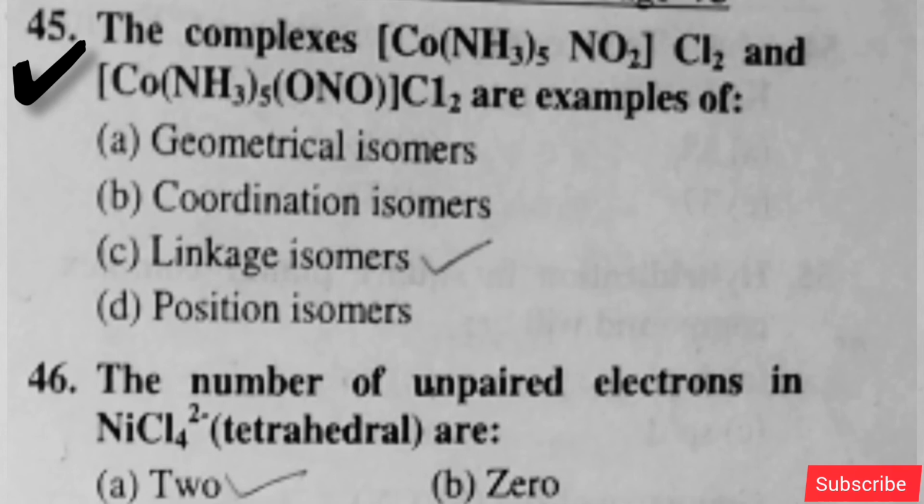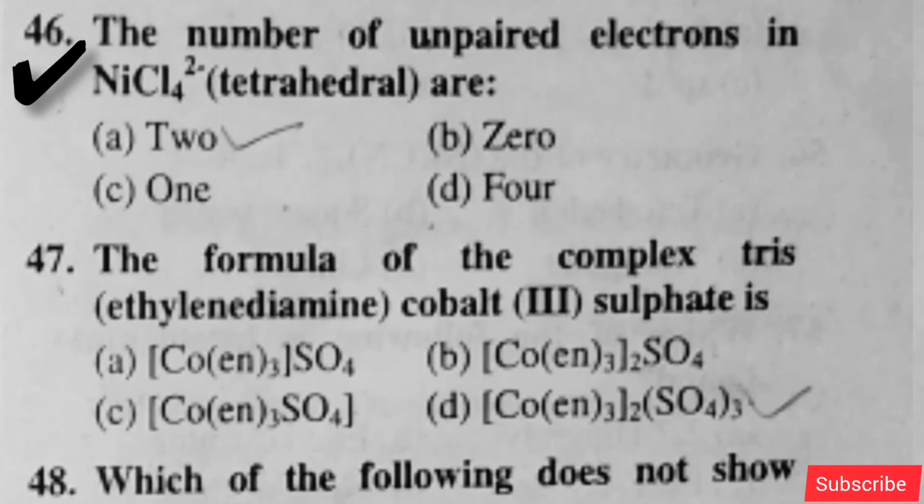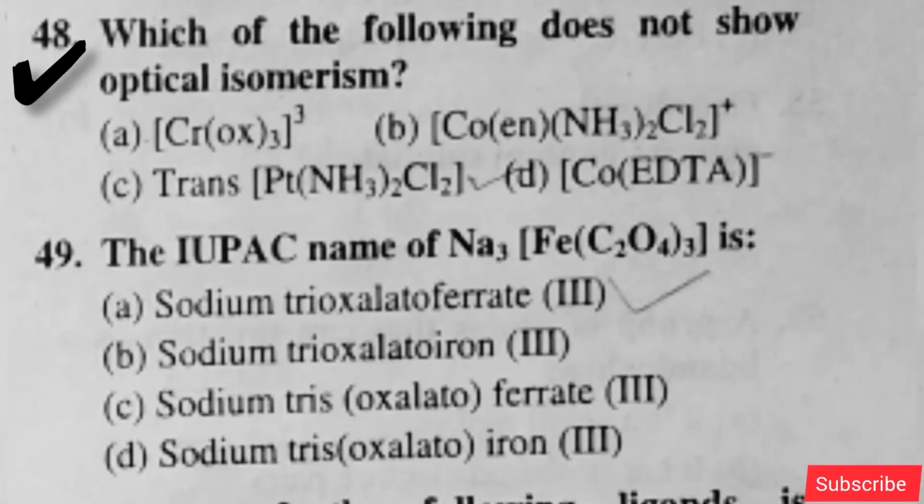Option C is right. Question 46: the number of unpaired electrons in NiCl4 2- tetrahedral are, option A is right. Question 47: the formula of complex triethylenediamine cobalt(III) sulfate is option D is right. Question 48: which of the following does not show optical isomerism.